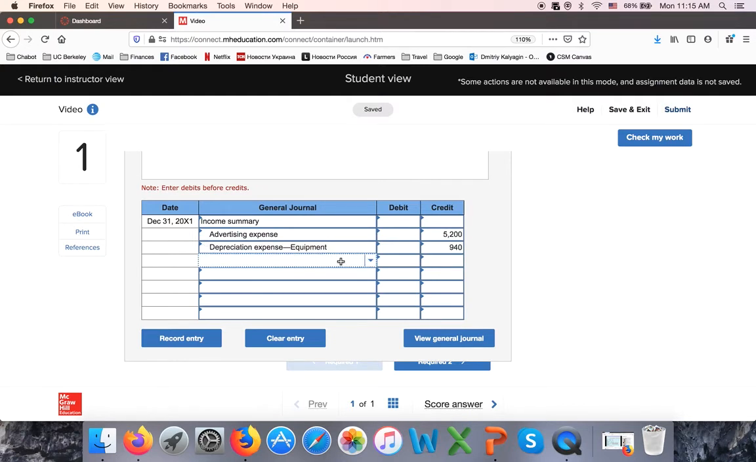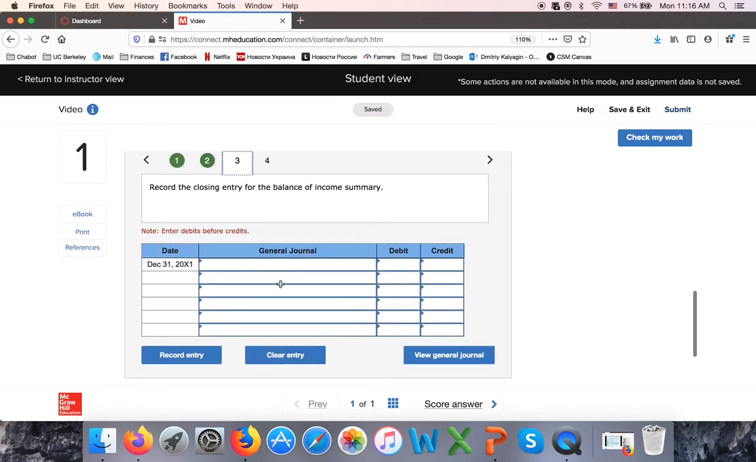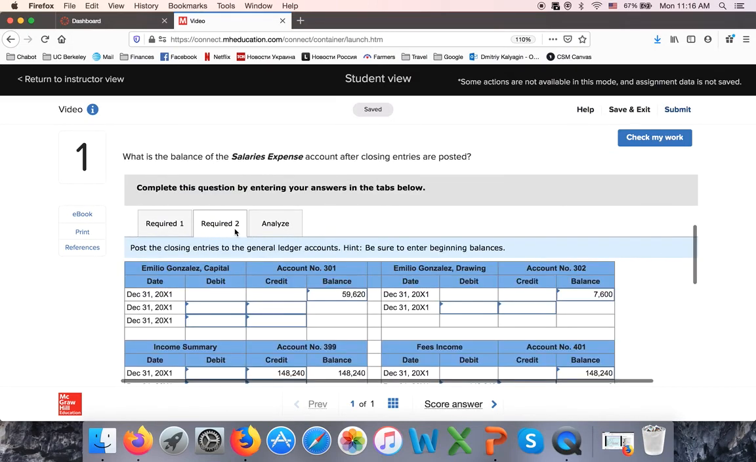And then rent expense, I'm going to credit by 4,000. After this, we have salaries expense, the largest expense usually for a service business. And we have utilities expense, which is a credit of 7,120. Add them up, total them up. So I already totaled them up. So my total expenses are 50,060, and that's a debit to income summary. So let me record this entry and let me go to requirement 2.